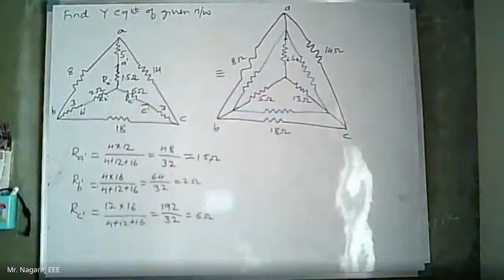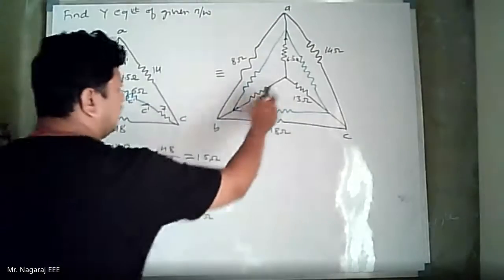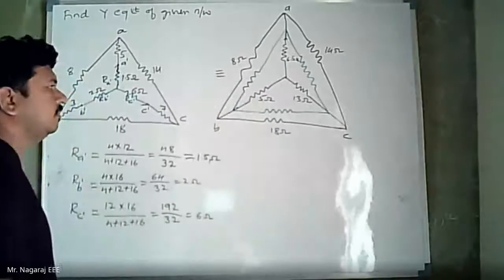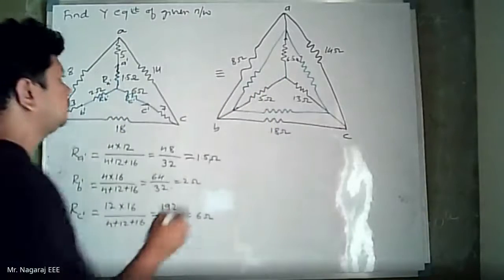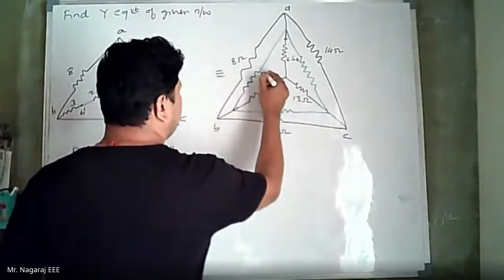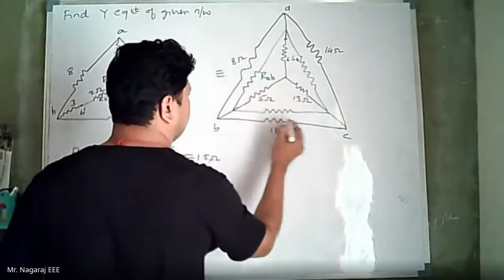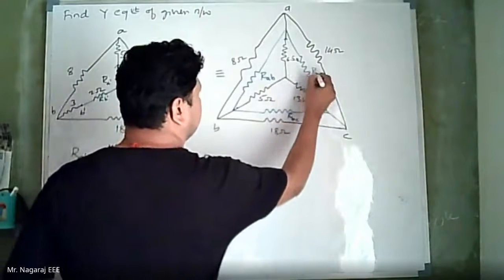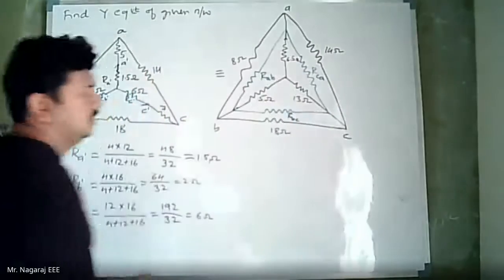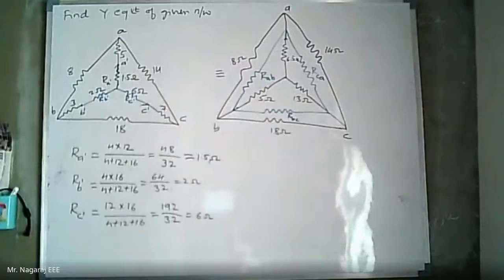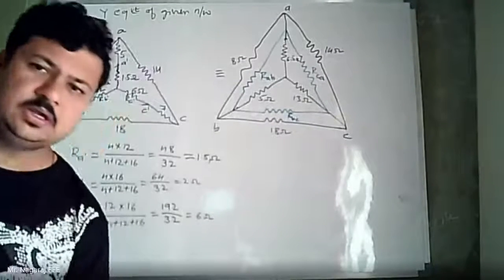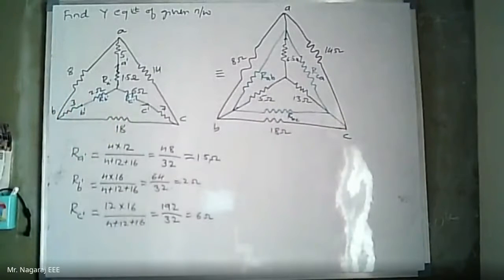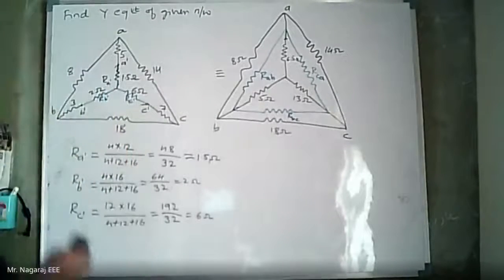So with the blue color, what you are seeing is the equivalent circuit of inner star into delta. Let this be RAB, RBC, and RCA. Now I can convert this inner star to delta. Now what is the formula for conversion of star to delta?